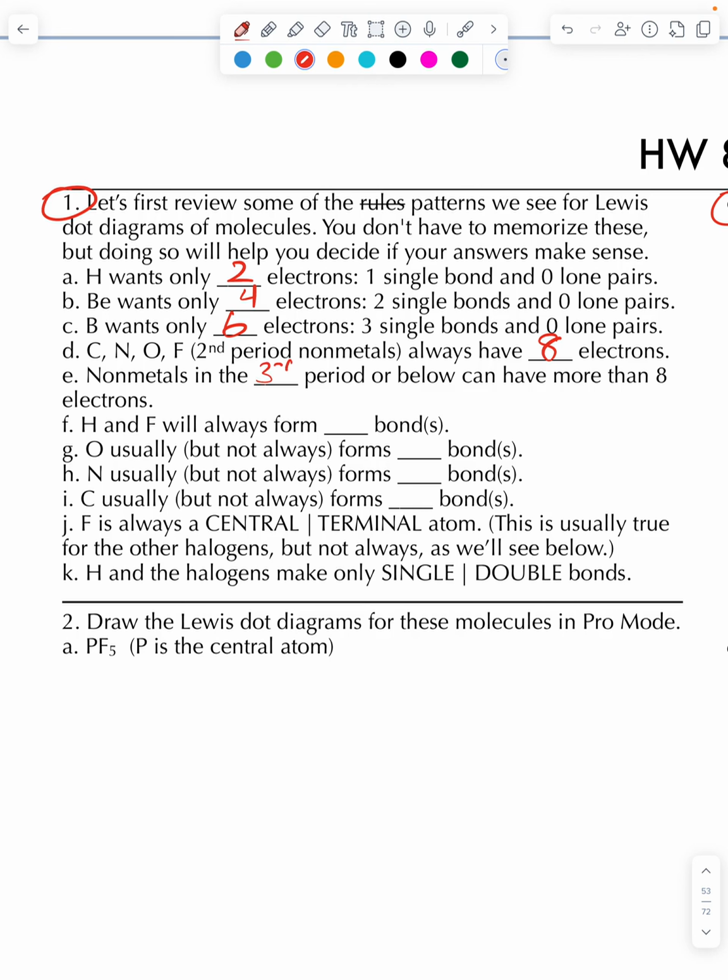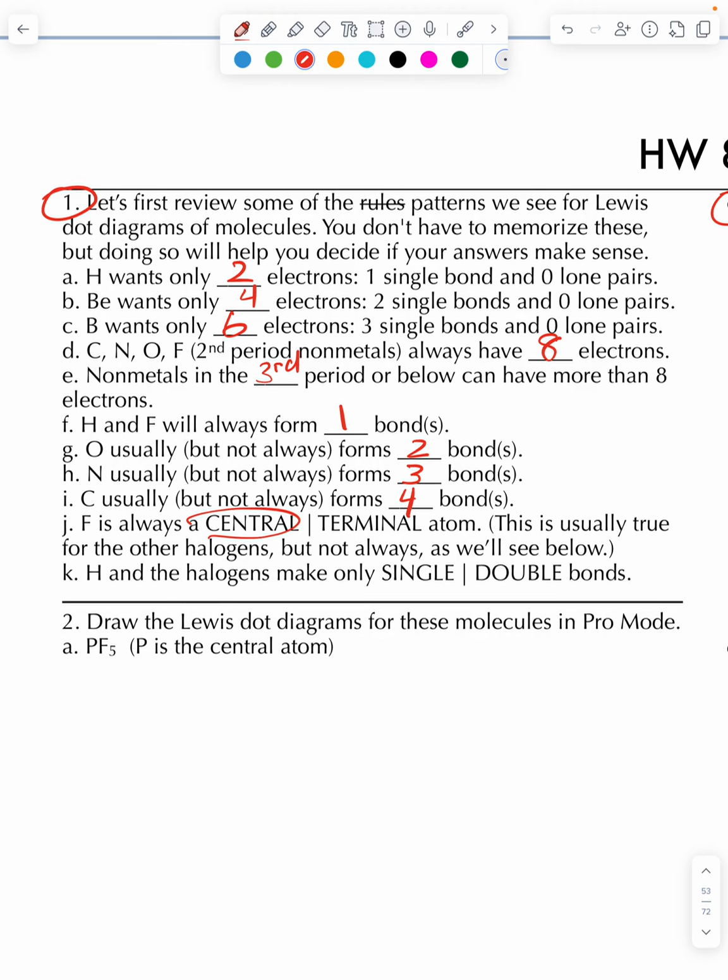Nonmetals in the 3rd period or below can have more than 8. They don't have to, but they can. Hydrogen and fluorine always form 1 bond. Oxygen usually forms 2 bonds, but not always. You'll see times when they'll have 1. Nitrogen usually forms 3, but we saw that it just formed 2 bonds in the previous example. Often with polyatomic ions, you see them forming a different number of bonds. Carbon almost always forms 4 bonds. It's pretty strict about that, except for, like, we did CN minus, it only had 3 there. Again, polyatomic ions sometimes break those rules.